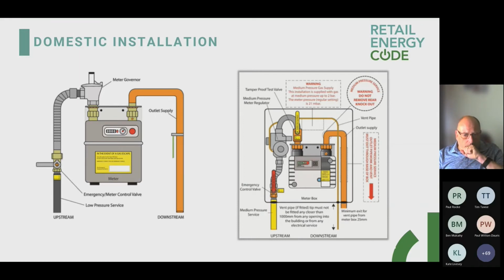The right-hand side is a slightly different version, still from a potentially domestic property, but this is what we call a medium pressure setup. Medium pressure can happen in areas where the National Grid or the national distributors and the GDNOs will have sets of pipes. You have high pressure, intermediate pressure, medium pressure, and low pressure.